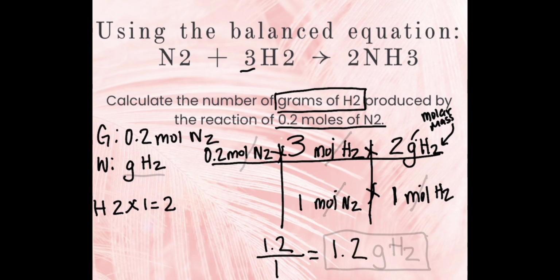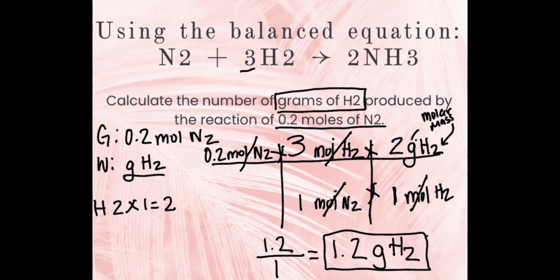And then lastly, I want to get my units. And in order to do that, I have to cancel out my like terms. So as you can see, I have mole of N2 twice, so I'm going to go ahead and cancel them out. And I have mole of H2 twice, so I'm going to cancel them out. Now, the only unit that I'm left with is grams of H2, which is also my want. That's what I wanted. I wanted grams of H2, and that's exactly what I got. Okay? Pretty easy.